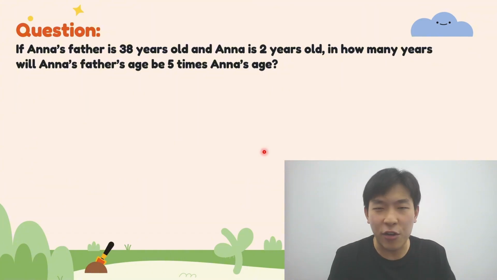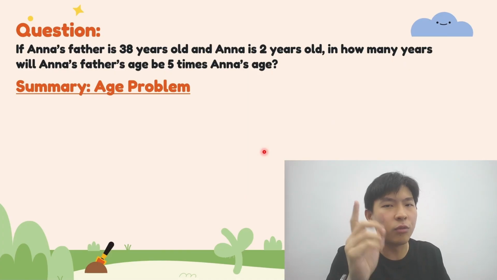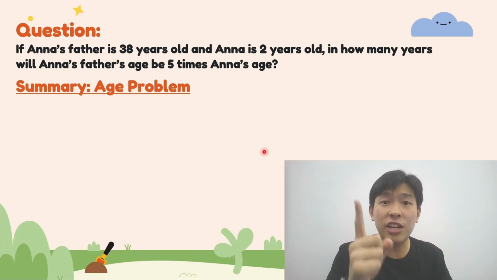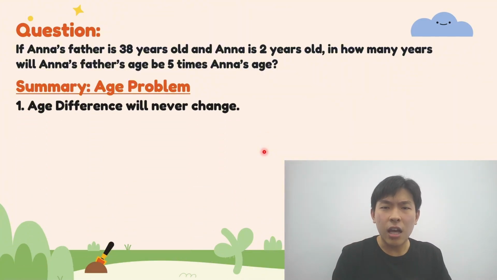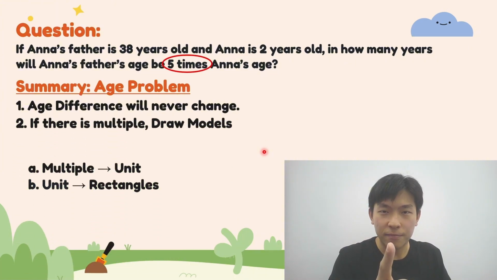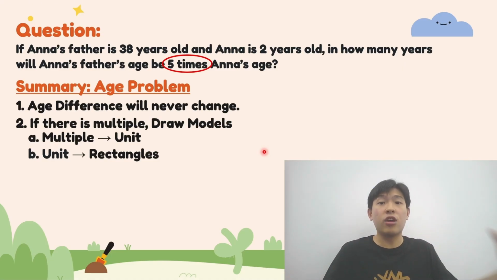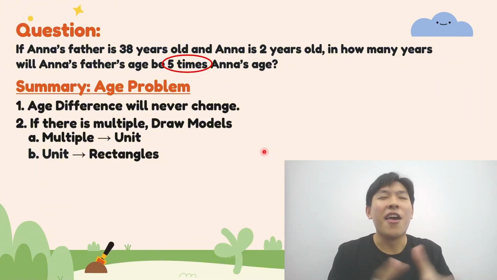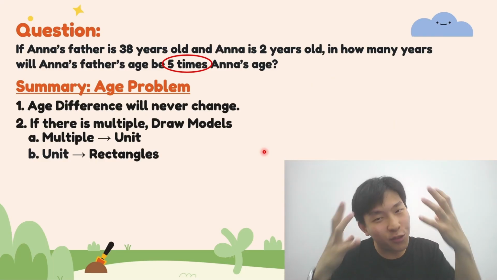So now let's do a very quick summary here. In age problem, first thing that is very important that we know about age difference, what is it? Perfect. Age difference never changes even after many years. Next, if we see multiple, what should we do? Yes, we can change the multiples into unit. Then, we convert unit into rectangles. This method is called drawing models. Perfect! So now, we understand age problem and how to draw models.